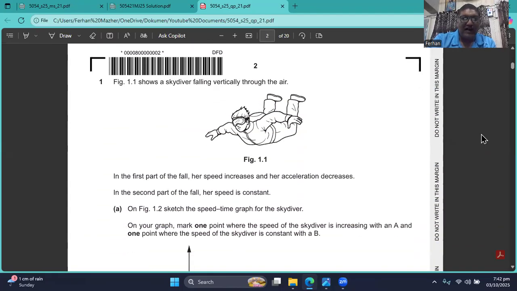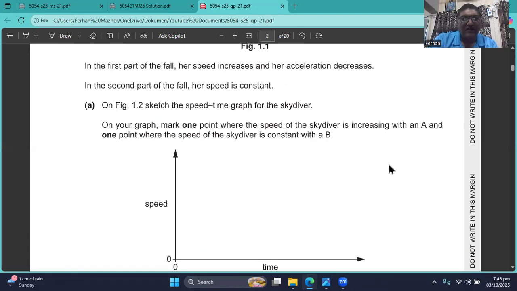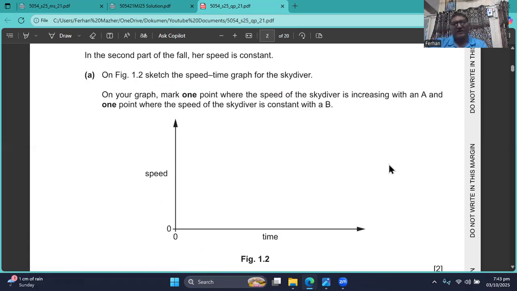So question number 1 is showing up on your screen. It says, figure 1.1 shows a skydiver falling vertically through the air. In the first part of the fall, her speed increases and her acceleration decreases. In the second part of the fall, her speed is constant. On figure 1.2, sketch the speed-time graph for the skydiver. And then it says, on your graph, mark one point where the speed of the skydiver is increasing with an A, and one point where the speed of the skydiver is constant with a B.